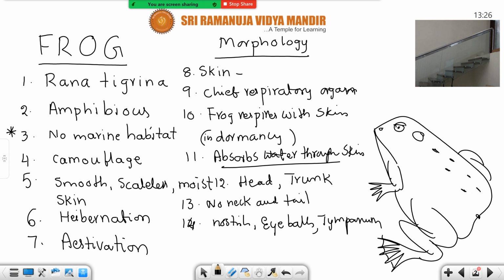Skin is olive green in color. Color of the skin, you have to mention with dark spots. These are the external features of the frog.